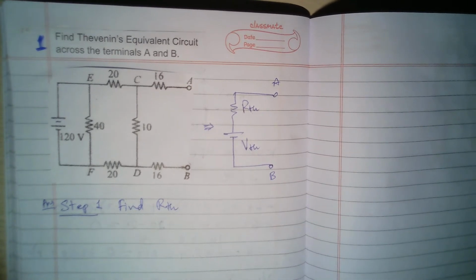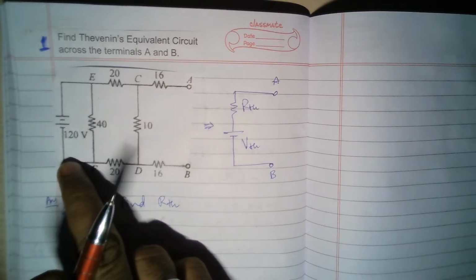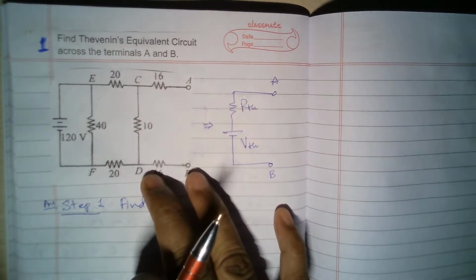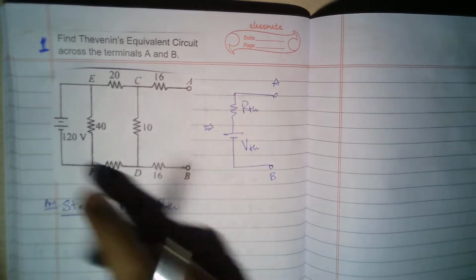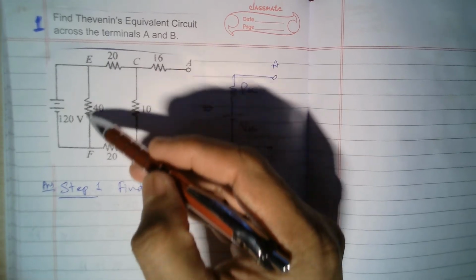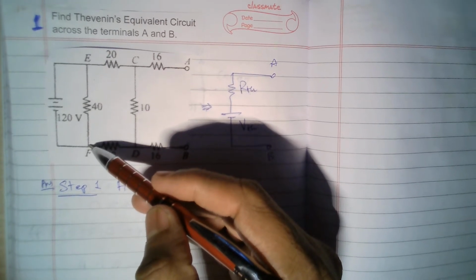So how do I find Thevenin's resistance? All the voltage sources can be short circuited, and the current sources can be open circuited. Here I don't have any current source, so I short circuit this. Then the circuit becomes something like this: this is short circuited in parallel with 40. So in effect it's actually nothing.